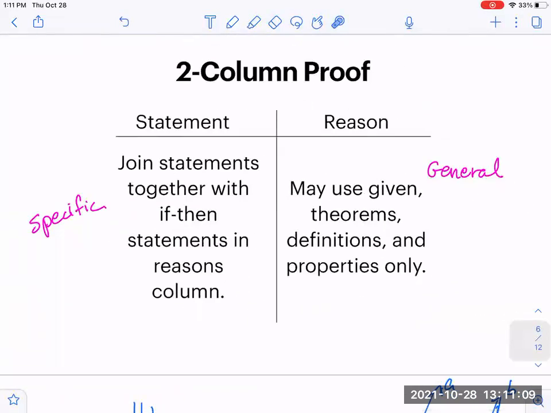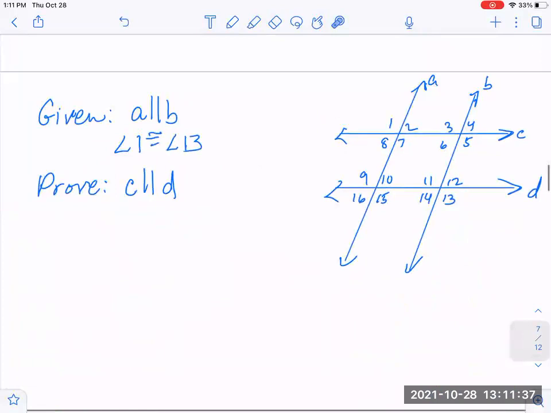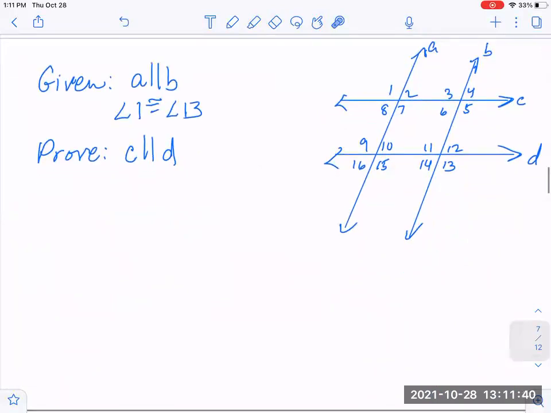So as we write two-column proofs, we're going to have very specific statements in the statement column, and we're going to have general reasons for the statements. They can be theorems, definitions, and properties, not much else. The reasons link the statements together by if-then statements. So we're going to try a proof and you'll see what I mean by linking together. I will call your attention to it.